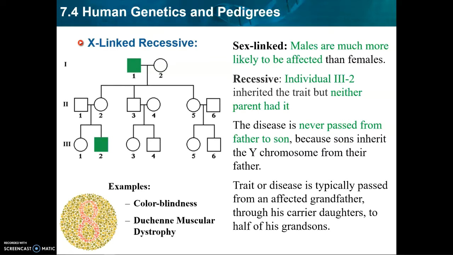Examples of X-linked recessive disorders would be things like color blindness. If you cannot distinguish between red and green, that's the most common type of color blindness. And also Duchenne muscular dystrophy, which is a muscle deterioration disorder. Unfortunately, there's not really a treatment or a cure for that. So your muscles, once they deteriorate, you never are able to regain that function.